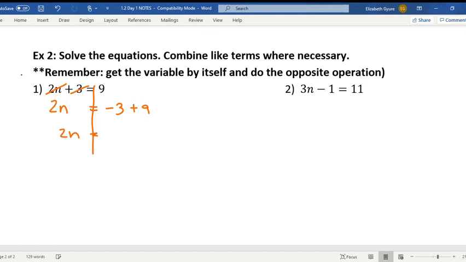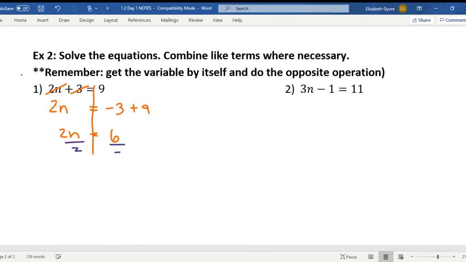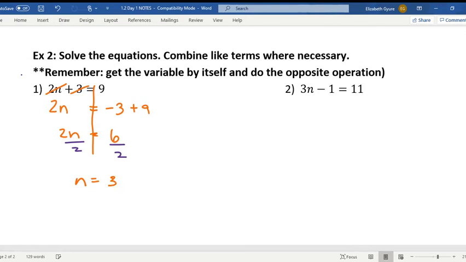Don't guess. What's -3 plus 9? Nope. 6. When one's negative and one's positive, Asia, think of it like subtraction. And then you have more positive numbers here, so it'll be a +6. Okay? And now we just need to get our variable all by itself. Any ideas what we need to do with that too? Jaden? Divide. We're now going to divide both sides by 2. And we're going to get, what's 6 divided by 2? 3.